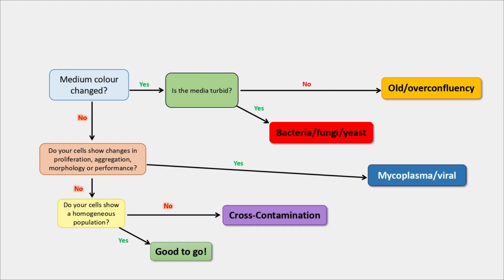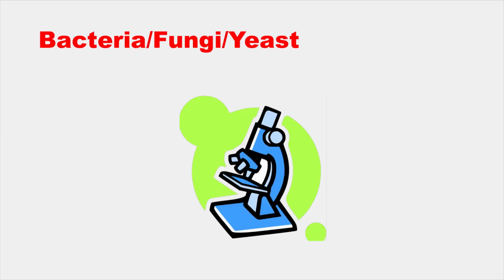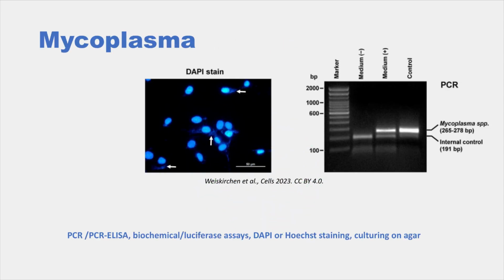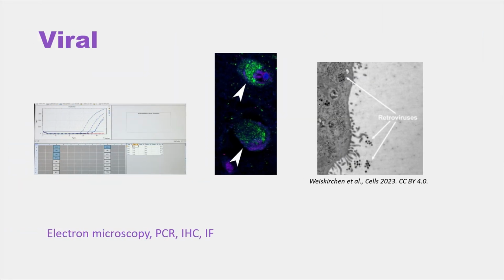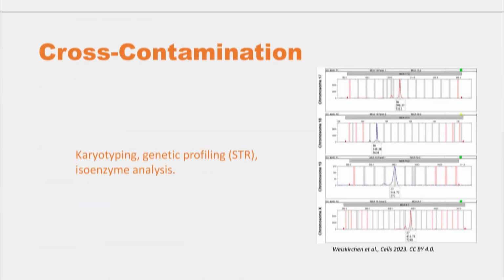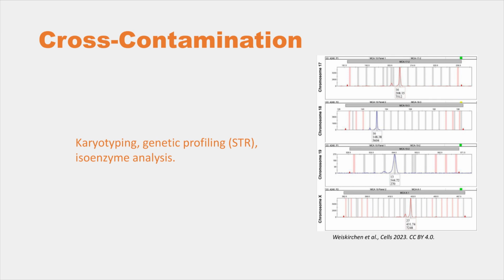So far we've covered how to spot contamination by color, turbidity, smell, and cell behavior. Now let's talk about how to confirm what you're seeing. To detect microbes, visual clues are enough. To detect mycoplasma, use PCR, luciferase assays, DNA stains, or agar culturing, the gold standard, but slow. To detect viruses, common methods are electron microscope visualization, PCR, immunohistochemistry, and immunofluorescence. Confirm cross-contamination with karyotyping, STR profiling, or isoenzyme analysis.